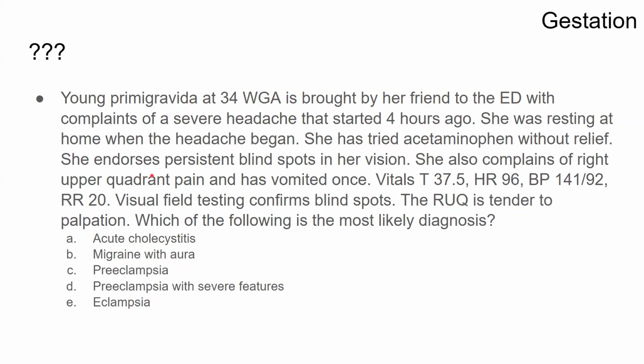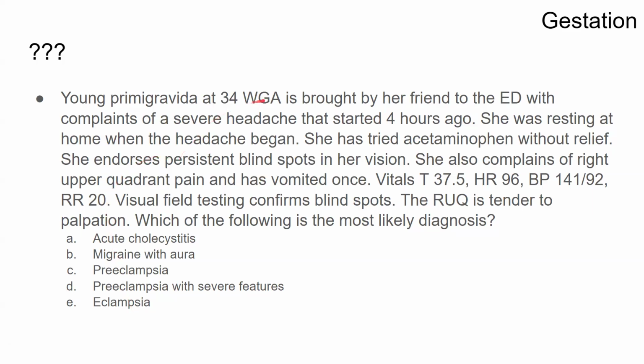You do a set of vitals, and her temperature is 37.5, heart rate 96, blood pressure 141 over 92, respiratory rate is 20. Visual field testing confirms blind spots. The right upper quadrant is tender to palpation. Which of the following is the most likely diagnosis? Is it A, acute cholecystitis? B, migraine with aura? C, preeclampsia? D, preeclampsia with severe features? Or E, eclampsia? I'll give you a couple seconds to think this through.